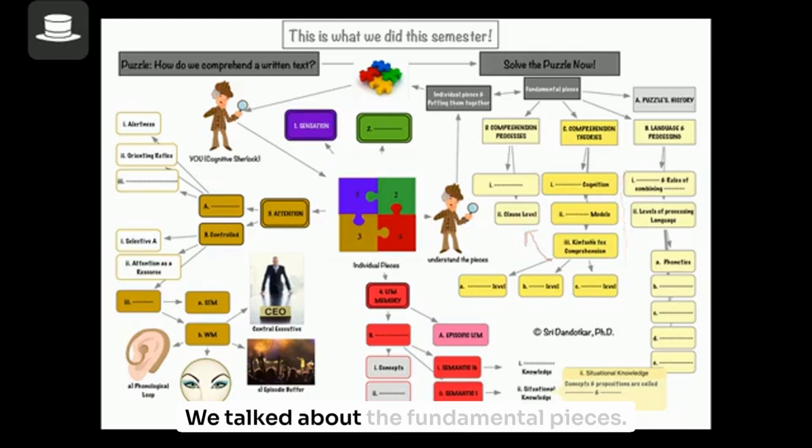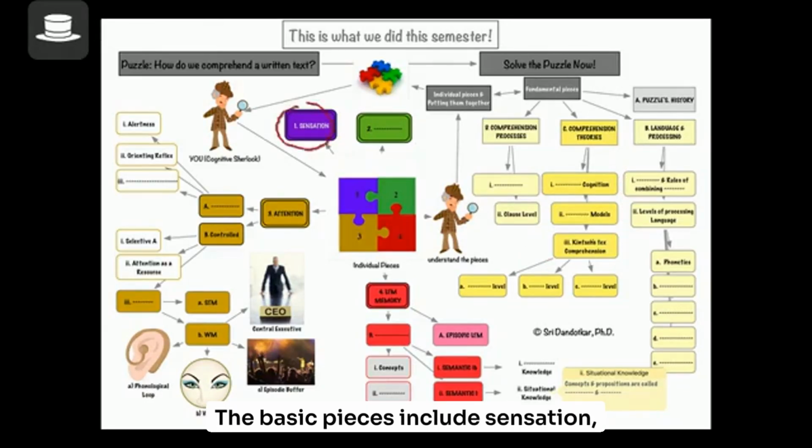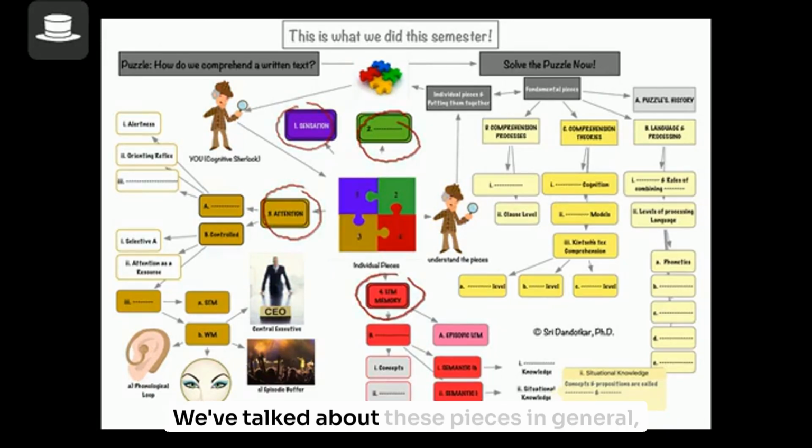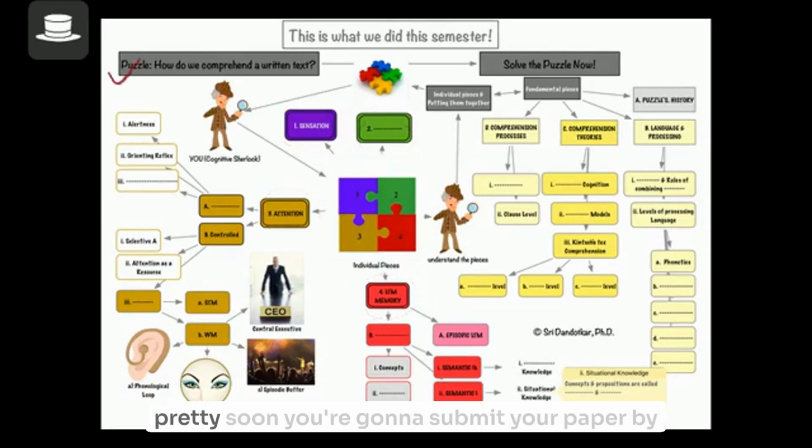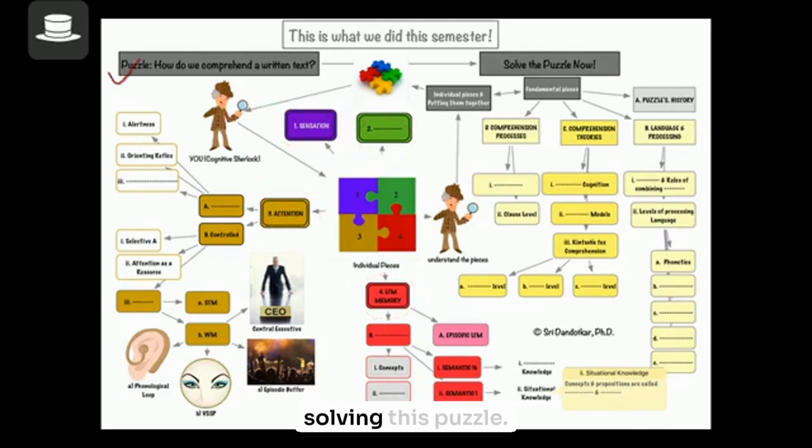So we talked about the fundamental pieces. Let's talk about the basic pieces now. The basic pieces include sensation, attention, perception, and memory. We've talked about these pieces in general, but I'm going to shift gears and pay attention to them in the context of reading, because pretty soon you're going to submit your paper by solving this puzzle. Okay, so what is sensation? Well, we said sensation.